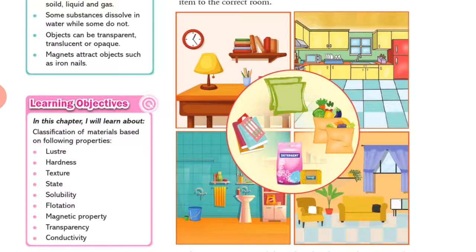So we will place books on the rack shown there, and the pillow you will place on the sofa set shown there. Fruits and vegetables will be placed in the kitchen, and detergent and soap will be placed for use in the bathroom. Okay, got it, dear students? So this is the way to classify or separate the materials on the basis of their uses. Got it?